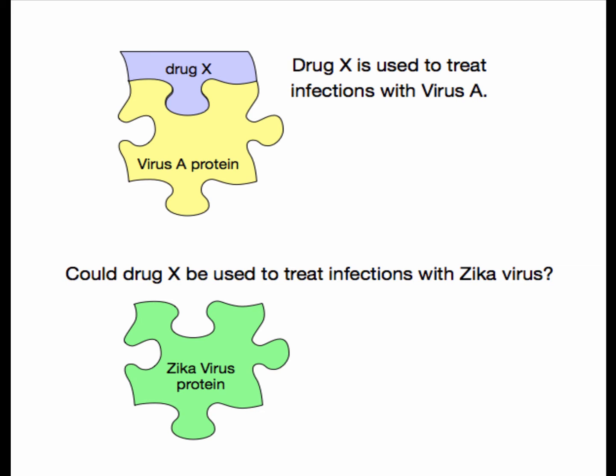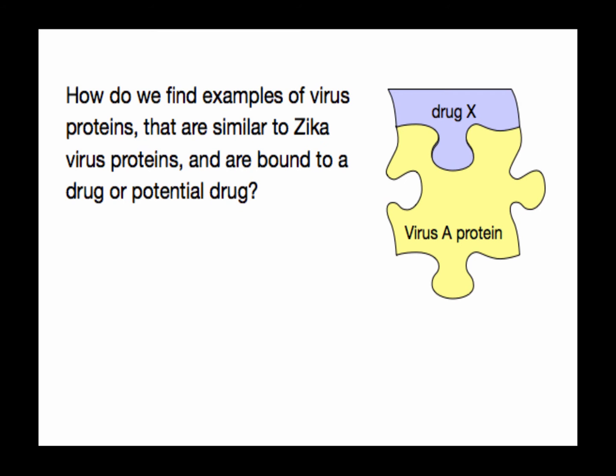First, we have to find examples of viral proteins bound to potential drugs. In other words, we're looking for our virus A, Drug X complexes. We can increase our chance of success by looking for proteins that are similar to proteins from Zika. To do this, we'll use BLAST.